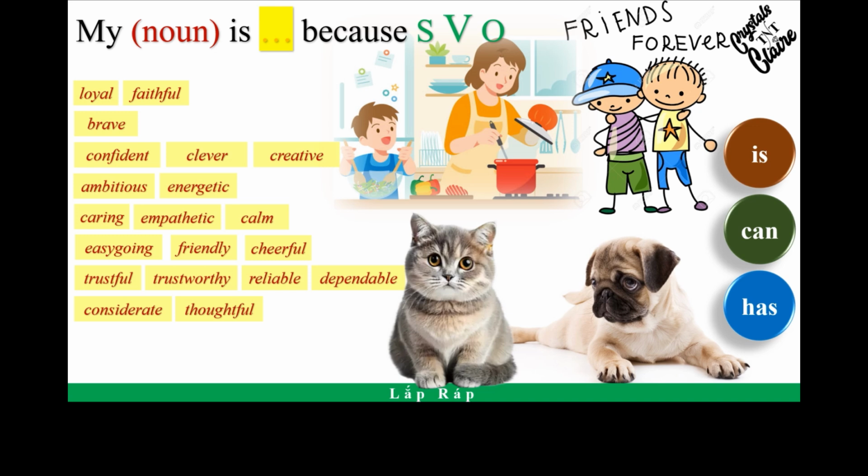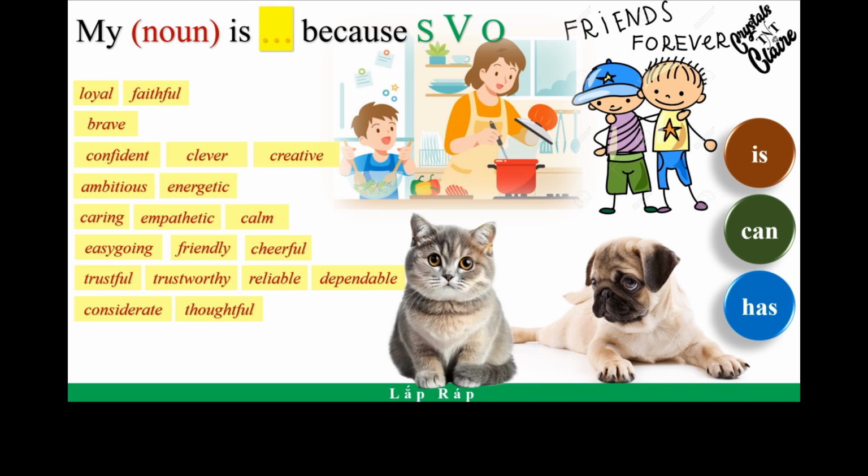And how about the cat? My cat is reliable because he knows whenever I am sad, and he licks my finger like that. Okay, he knows when I am sad. He knows when I am lonesome. So just replace the noun, is, and because. Yes, the reason. Give some reasons for those adjectives.